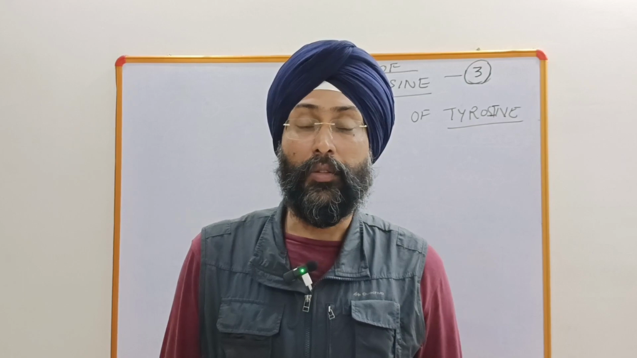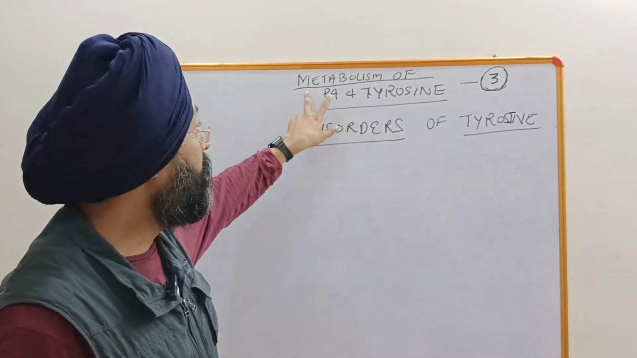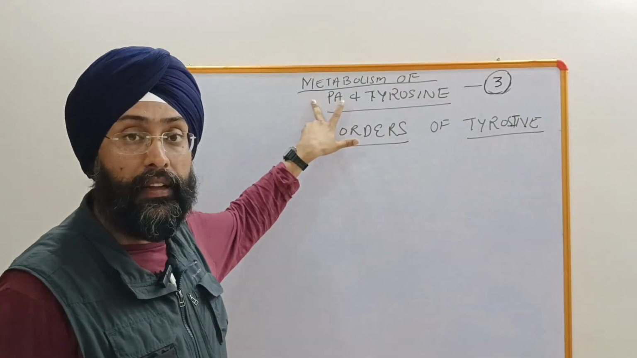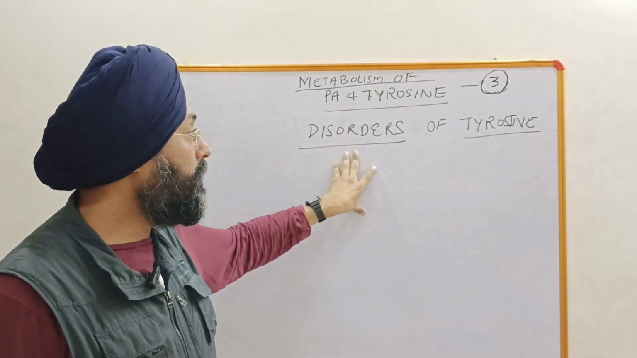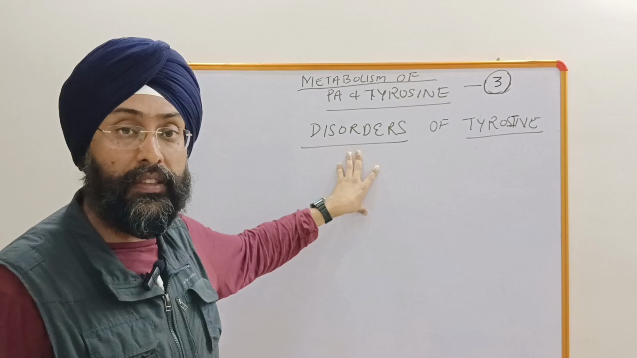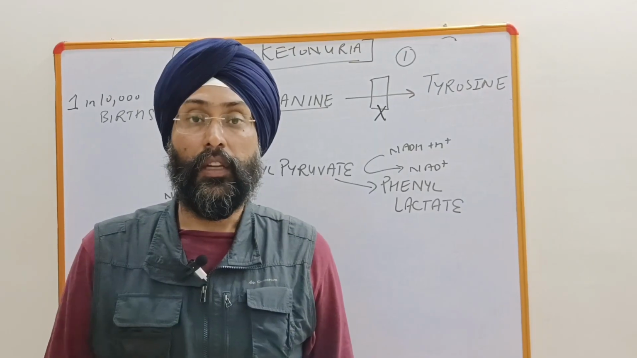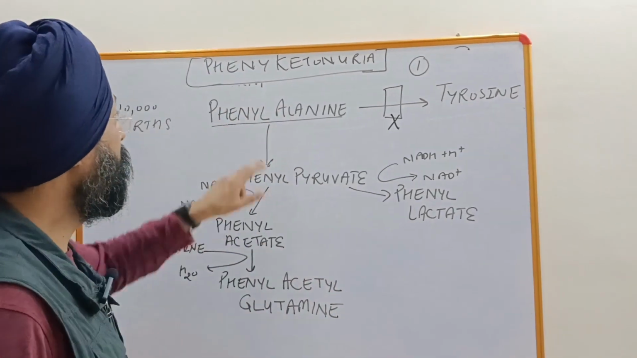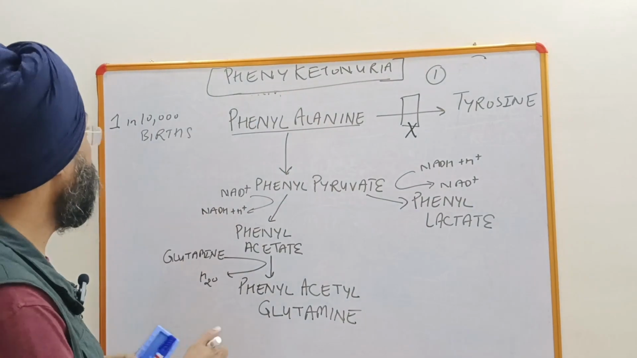This is Dr. Jasmeet, and this is part 3 video of the metabolism of phenylalanine and tyrosine. In this video, we'll discuss disorders of tyrosine metabolism. So, I will start with the first disorder now. Now, coming on to the first disorder, that is phenylketonuria, right?